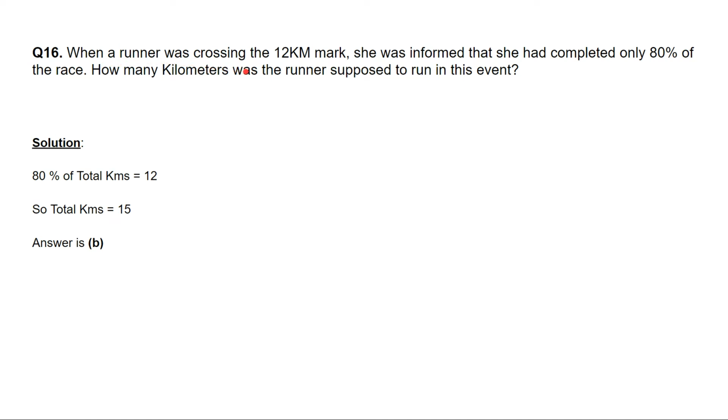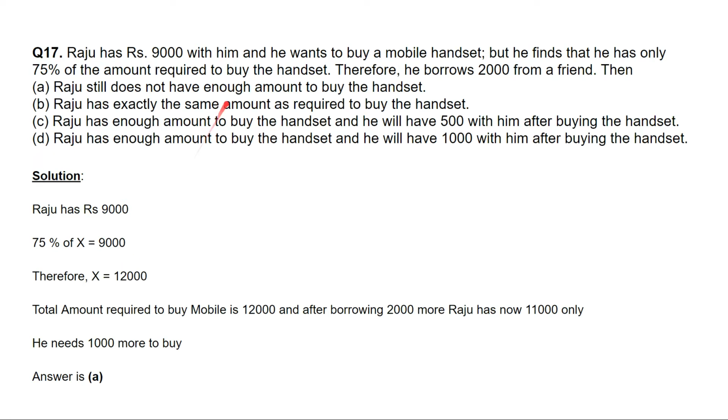Okay, next one. This is a very simple question. When a runner was crossing the 12-kilometer mark, she was informed that she had completed only 80% of the race. So once you completed 12 kilometers, that is just 80% of the total kilometers that you have to run. What we have to find is the total kilometers. 80% of the total is given as 12. So when you calculate the total, you will get 15. So the answer here is B.